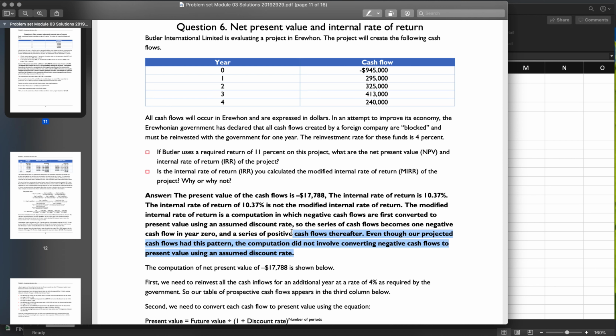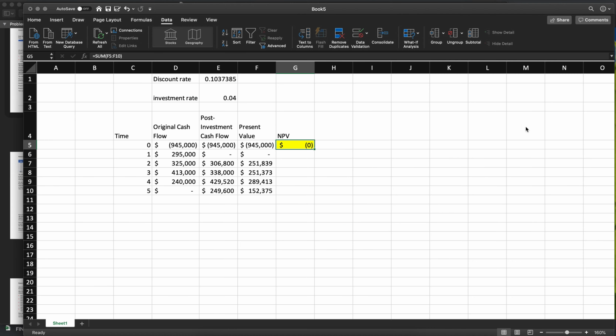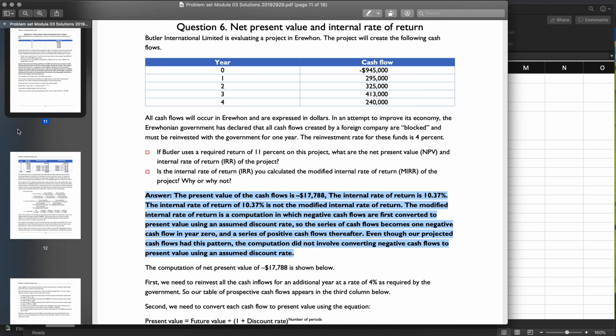Again, that's not something that we covered in class. If you see it in your job or whatever, they will have specific rules for how they calculate it. Most companies only use IRR, at least as far as my experience goes. But anyway, that's how you would solve this problem for the first part of the question.